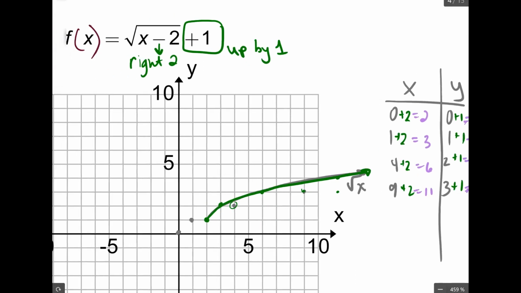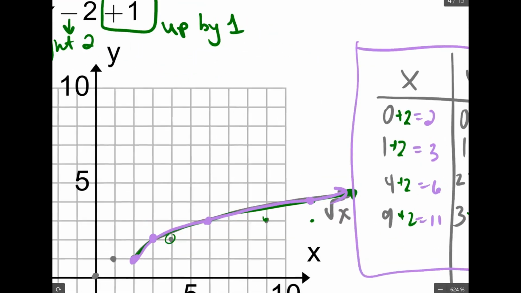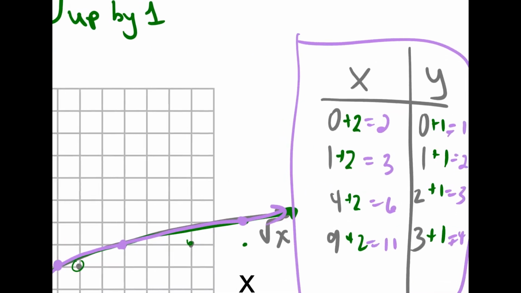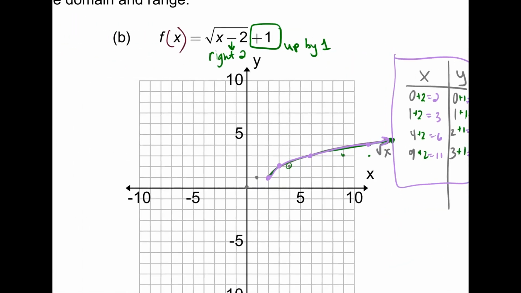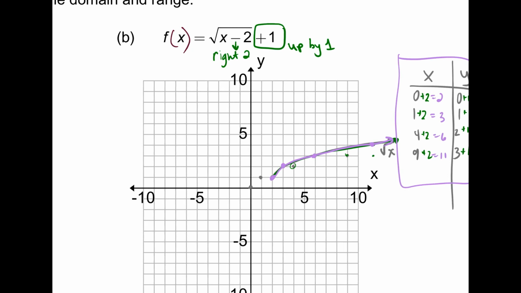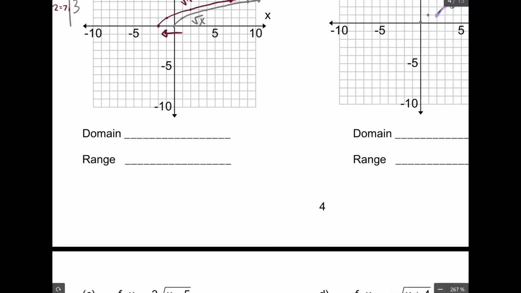So let's make sure those are what our plots are. 2, 1, so that's right here. 3, 2. 6, 3. 11, 4. So it exactly lines up. So either way would work. I'm a little partial to this table because it shows you really know what you're doing by shifting everything over. We didn't even plug into the original equation. We just took the values of our parent and then added or subtracted whatever we needed.